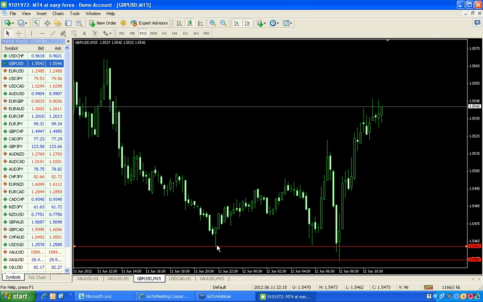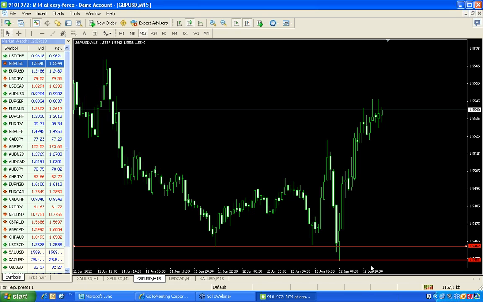So this is a support. It's an area of support that we've identified. And we could have identified this just from these 2 points, presenting our opportunity here to buy. And you can see that the price has moved up fairly significantly, and that would have been a nice trade for today.